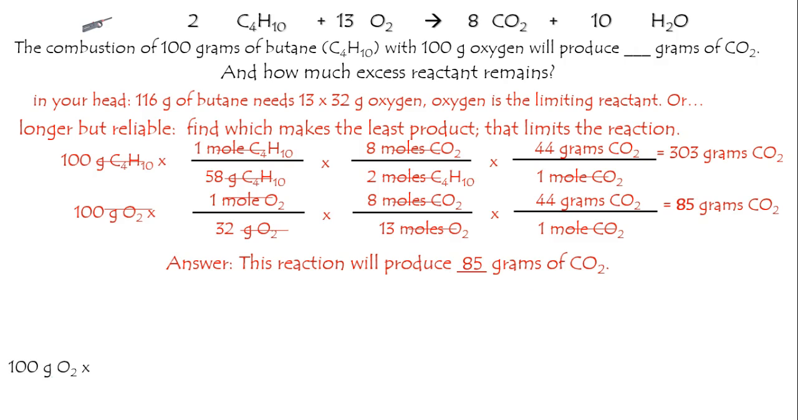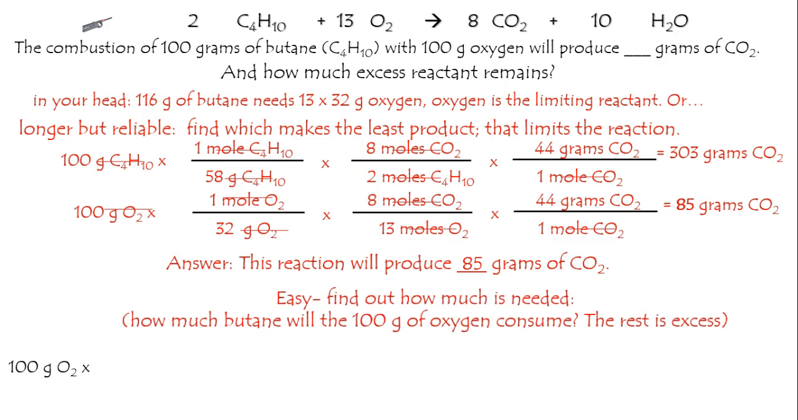If you're wondering how much remains, let's see how much the oxygen produced. So we'll go from the 100 grams of oxygen to grams of butane to see how much that needed. The rest will be excess. That's the logic for these types of problems. There it is written right there.